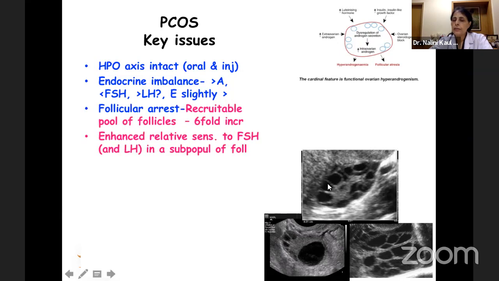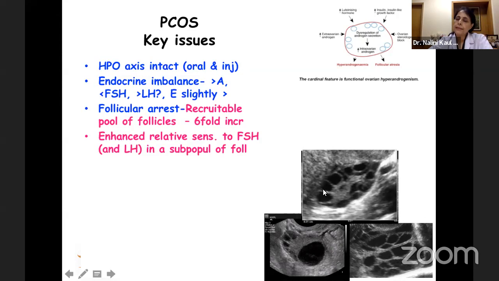So you can see all these antral follicles here. They have FSH receptors, but because the FSH levels are not good enough, and the higher estradiol level is not allowing further growth, they get arrested at this stage. And the recruitable pool of follicles, that means these follicles with FSH receptors, is increased 6-fold in PCOS patients. That means the moment you go into that threshold dose, all of this is going to start growing. And that is the biggest problem in PCOS.